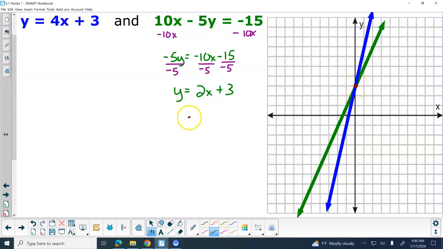They intersect right there, which is the point 0, 3. If I plug in 0 into the blue, I get 4 times 0 is 0, plus 3 is 3. If I plug into the green, 10 times 0 is 0. 5 times 3 is 15. 0 minus 15 is negative 15. Negative 15 equals negative 15, just as 3 was equal to 3. There we go.